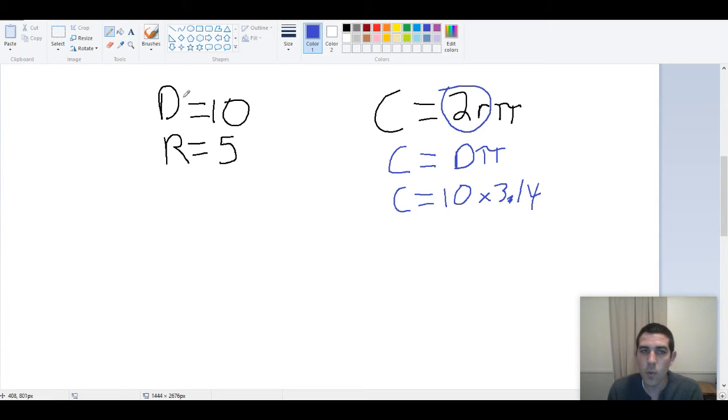So it depends on which of these values we have. We don't always have both the diameter and the radius. We have to make sure we're not mixing them up. Remember, radius is the smaller one, diameter is the larger one. And so the circumference, 10 times 3.14, is 31.4, which would be the answer to this little problem.